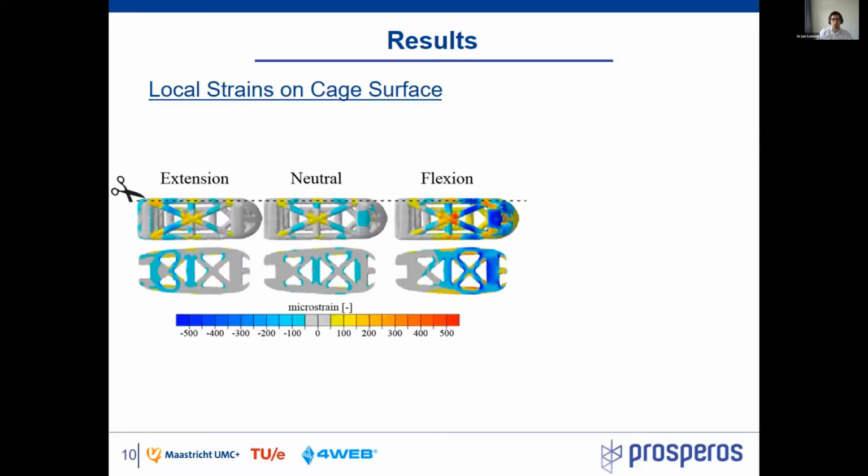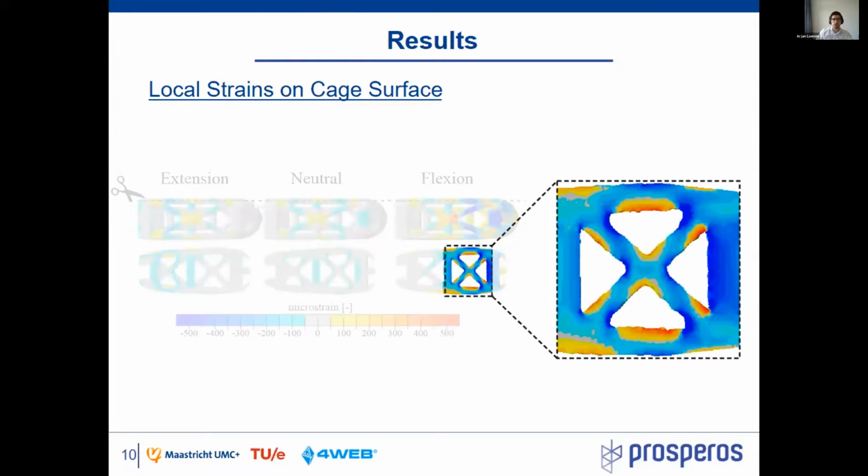So here on the left, you can see the output of the strains on the cage for one particular patient. In the neutral position, the strains are relatively small. Once we go into extension, the strains increase a little and shift posteriorly of the cage, while in flexion, the strains get even higher and shift towards the anterior side of the cage. If we zoom in on this particular area, we can nicely see that these struts are actually bending inwards under the compression of the spine.